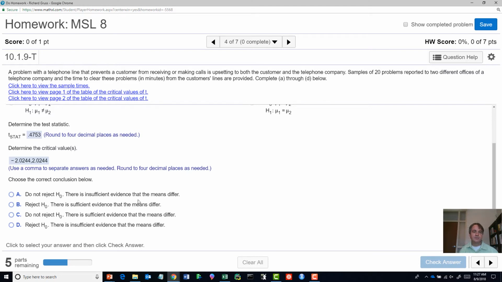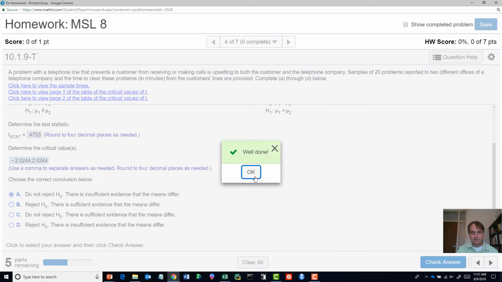And if we fail to reject, that means there's insufficient evidence that there's any difference between the means. So, okay, we fail to reject the hypothesis that the means are equal. Okay, so there's insufficient evidence that the means differ. Okay, so that's our conclusion.